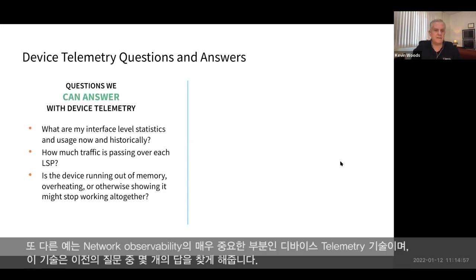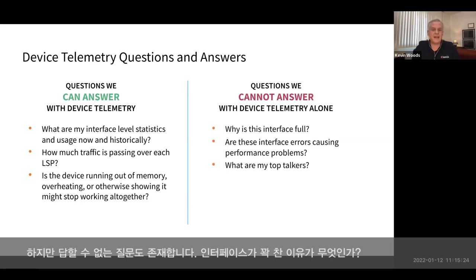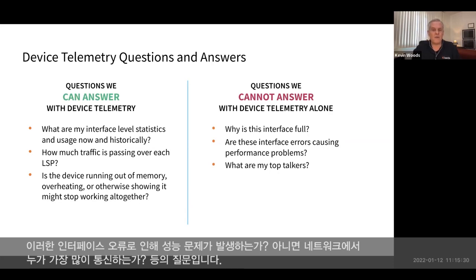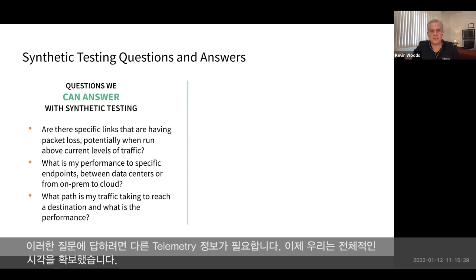Another example, device telemetry, very important part of network observability. I can answer some of these questions. What are my interface level statistics now and historically? How much traffic is passing over each LSP? Is the device running out of memory? Is it overheating? Do I have a problem with the server or the computer? You can get some of that information from device telemetry, but you can't answer, why is the interface full? Are these interface errors causing performance problems? Or even, who are my top talkers in the network? We need other telemetry information to answer those questions.